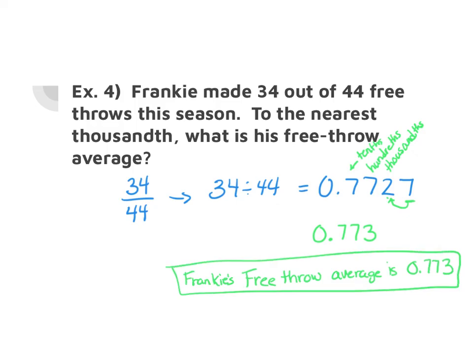All right, that's the end of the lesson. Good luck on finding repeating decimals and finding terminating decimals.